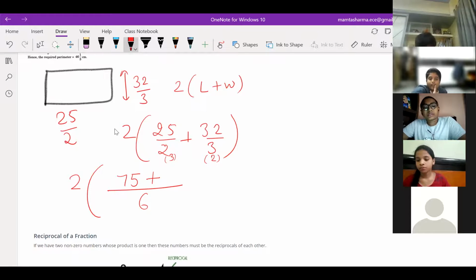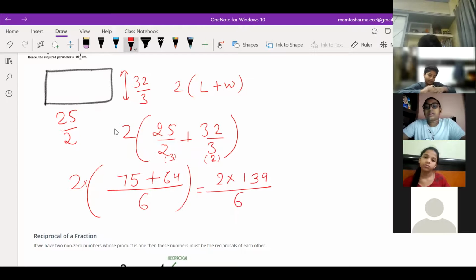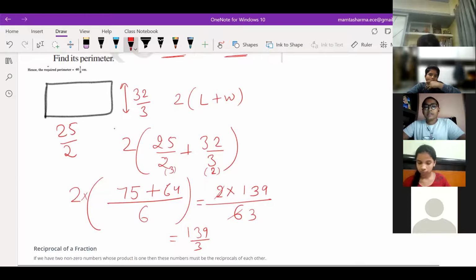Divide 6 by 3, you will get 2. Now multiply this 32 into 2, 64. Okay. Now 75 plus 64 would be 139. So 139 divided by 6. Now, can you cut this 6 by the 2 table? Yes, ma'am. So it is 139 by 3.